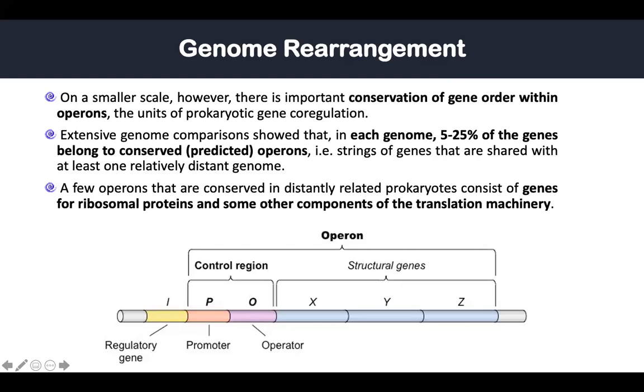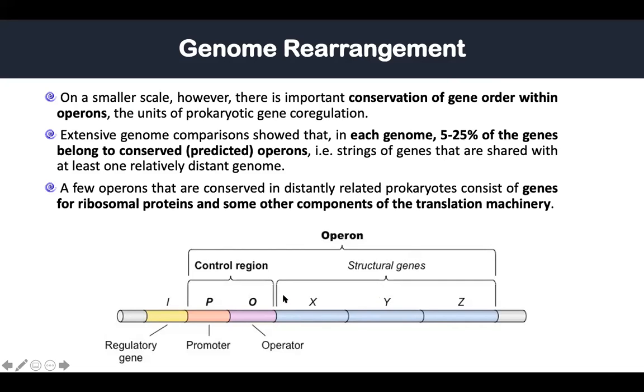Right. So on a smaller scale, however, there is also always an important conservation of gene order within operons. I'm quite sure you have heard of this term operon before. Basically, a few structural genes are placed together because they probably work in the same pathway or metabolic mechanism. So they are all controlled by one promoter and one operator. Okay. So normally gene order in an operon does not change, right?